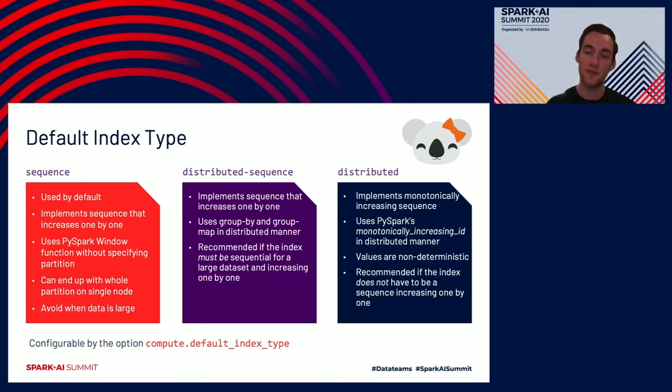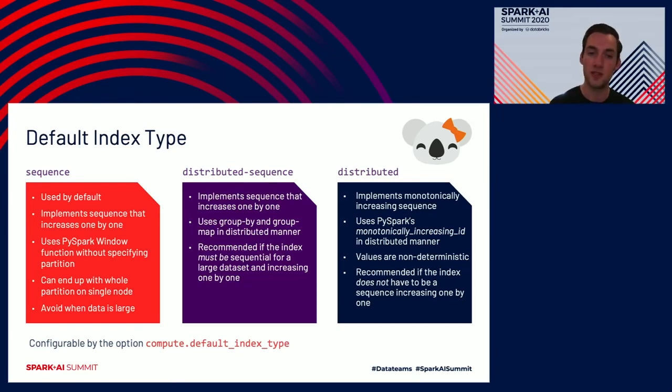Sequence is used by default in Koalas, implementing a sequence that increases one by one using PySpark's window function without specifying a partition. As this uses a no partition Spark window function internally, all the data needs to be collected on a single node. If this node then subsequently doesn't have enough memory, a user can encounter an out of memory error. As such, it is advised to avoid the use of the sequence index when the data set is large. When working with a larger data set, we can make the index distributed by configuring the default index to either distributed sequence or distributed.